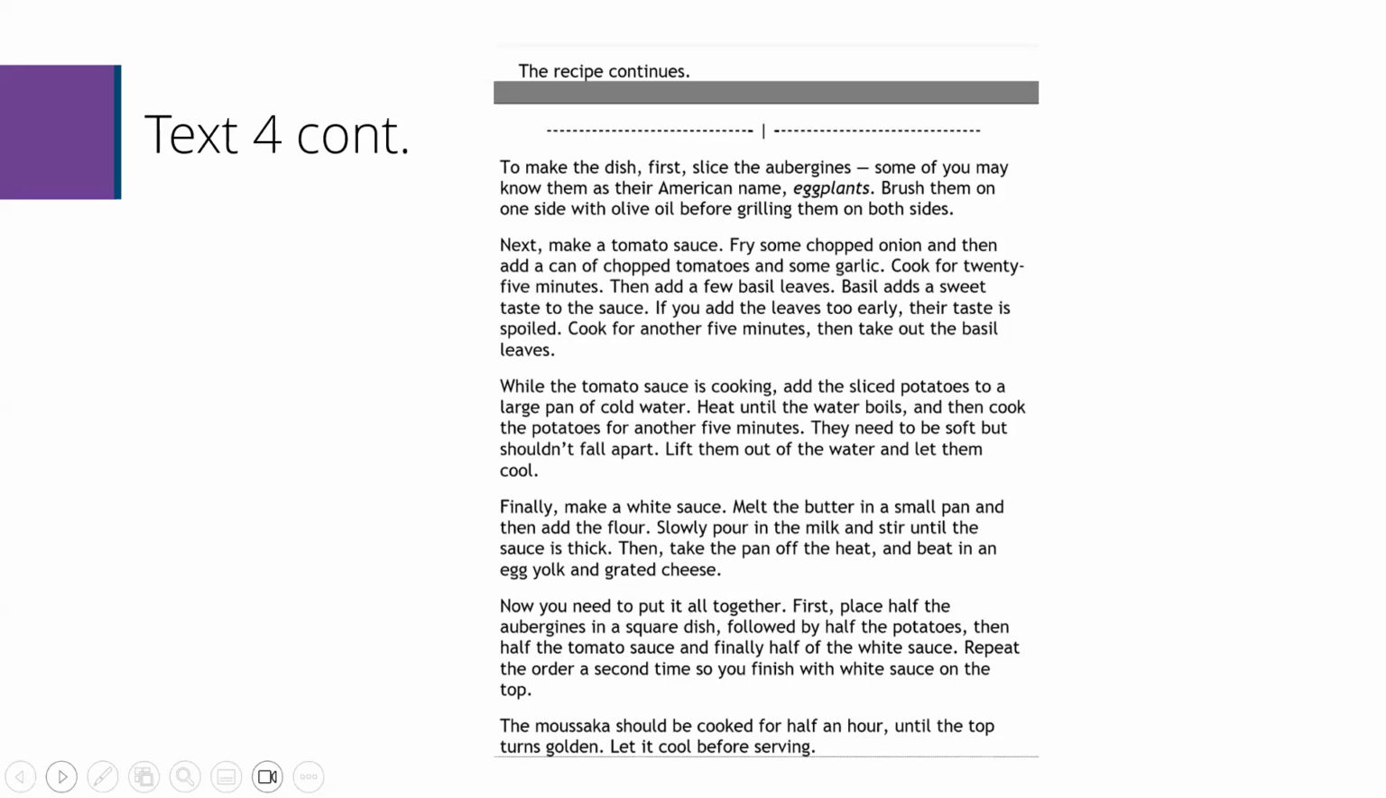The verb "to pour" is quite an unusual word, I suppose, in English, but "slowly pour in the milk." So slowly do something with the milk and stir. And so actually, if you're following the flow of the story, following the flow of the recipe carefully, you could deduce the meaning of that word.